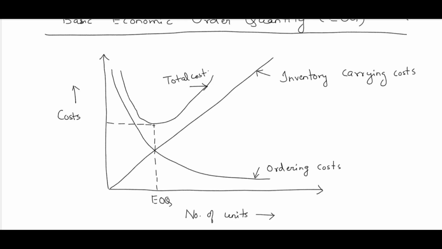And how total cost is calculated, what the formula for total cost is, I will show all of that in this derivation. This is the EOQ, and at EOQ you can see that you will have the minimum total cost. At EOQ level you have minimum total cost. You can see your total cost is minimum at this point on the curve.